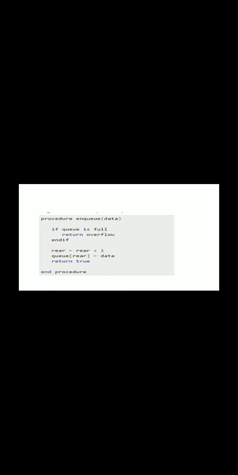So in the enqueue operation, the D element is what we want to insert in our queue. After inserting the D element by using the enqueue operation, the queue looks as shown in the slide. The procedure for the enqueue operation is: check if the queue is full. If the queue is full, return overflow. Otherwise, increment the rear pointer, and then the data is placed at queue of rear, return true.